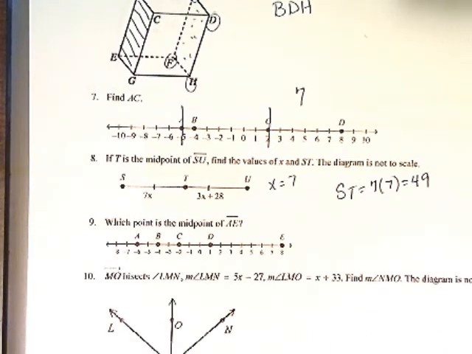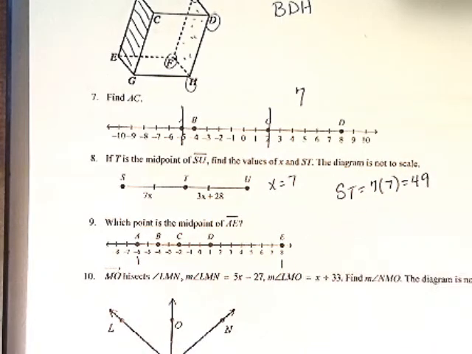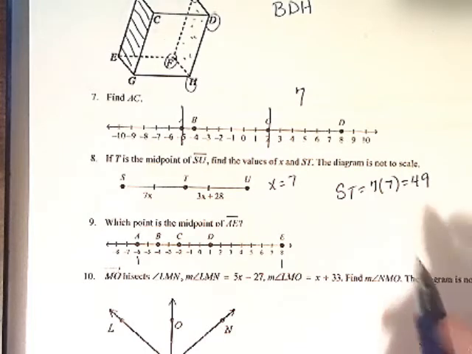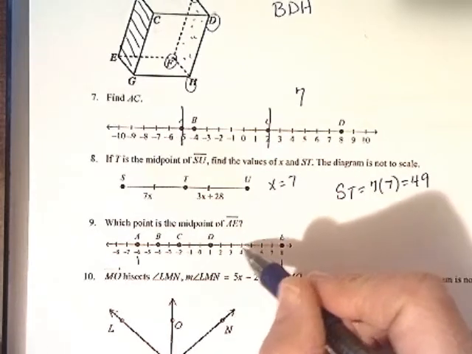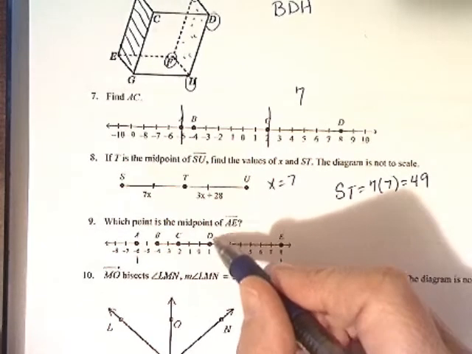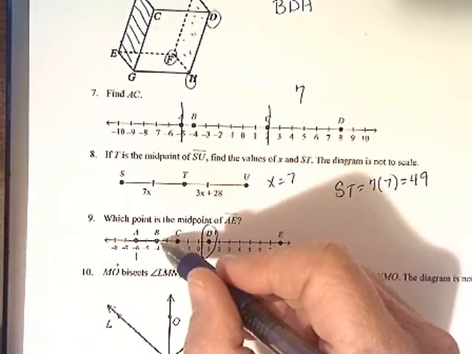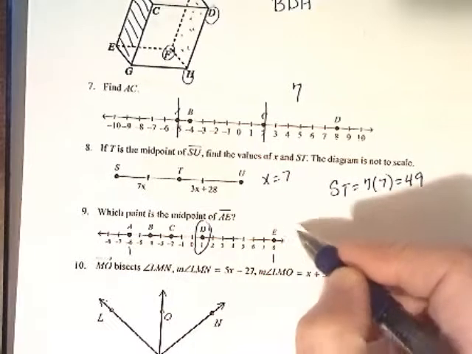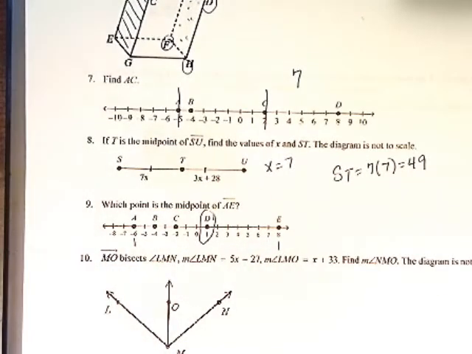9 says, which is the midpoint of AE? A is located at negative 6. E is located at 8. They are 14 units apart. So 1, 2, 3, 4, 5, 6, 7. 1, 2, 3, 4, 5, 6, 7. D is the midpoint because it is 7 units from each.